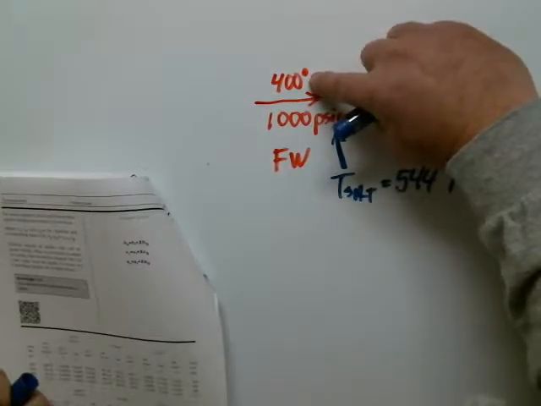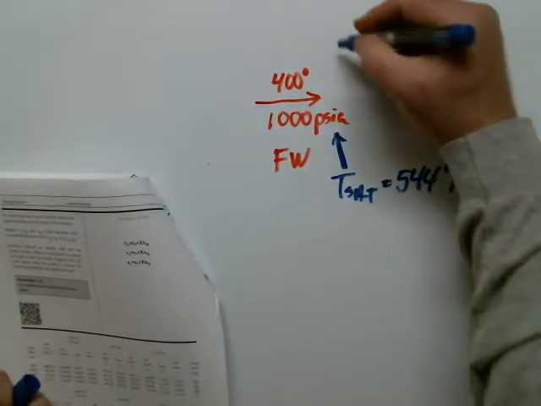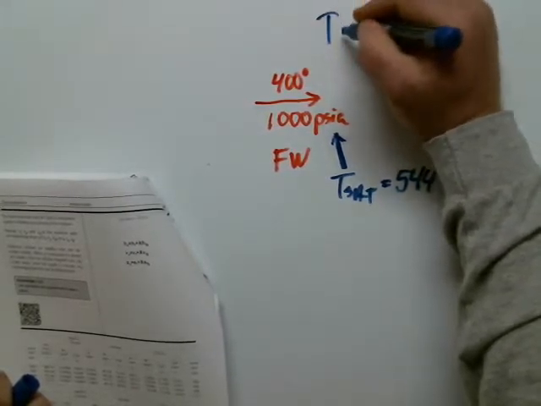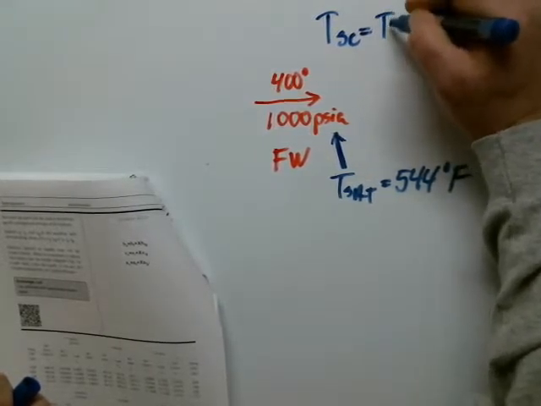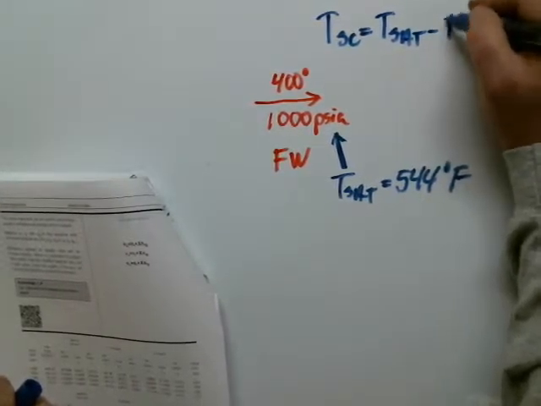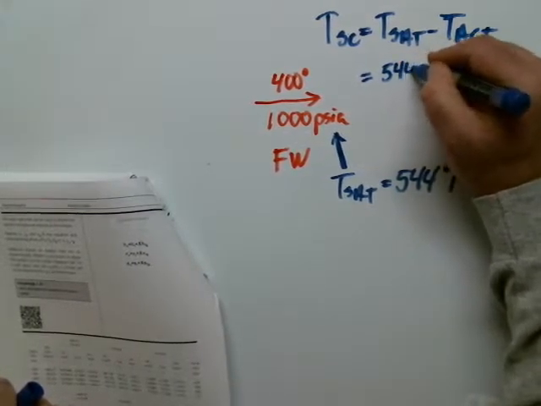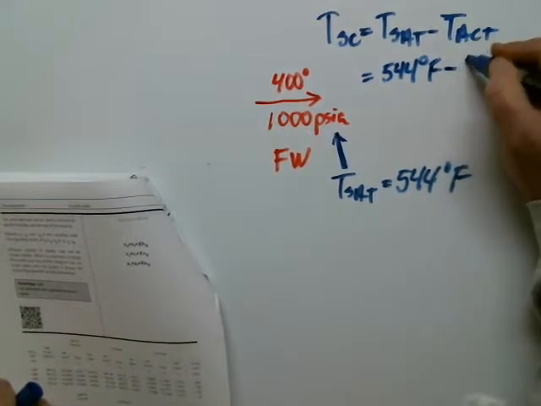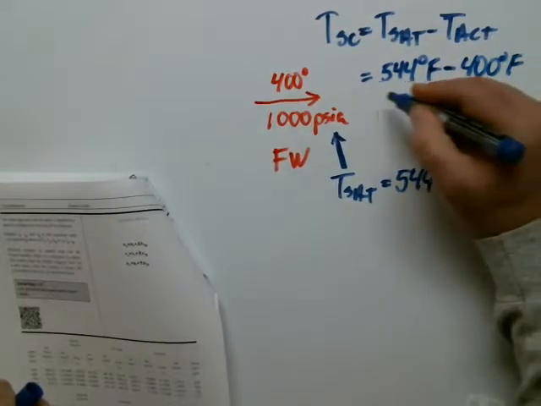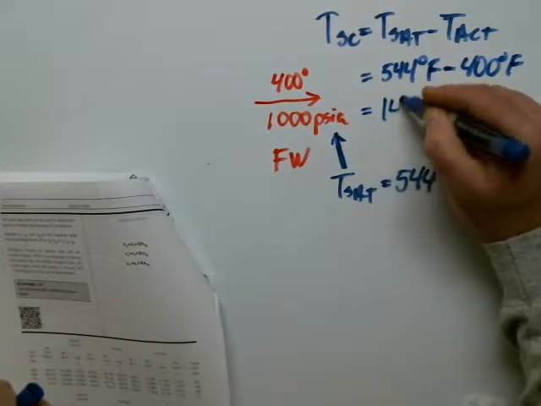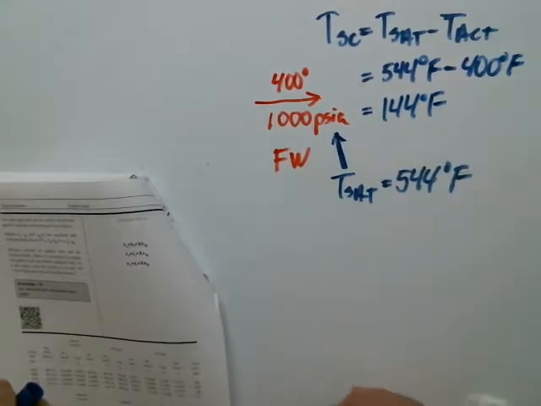This water exists at 400 degrees. So it's subcooled, right? Temperature subcooled equals T-sat minus T actual. Well, the saturation temperature is 544 degrees Fahrenheit minus 400 degrees Fahrenheit. This water is subcooled by 144 degrees Fahrenheit.